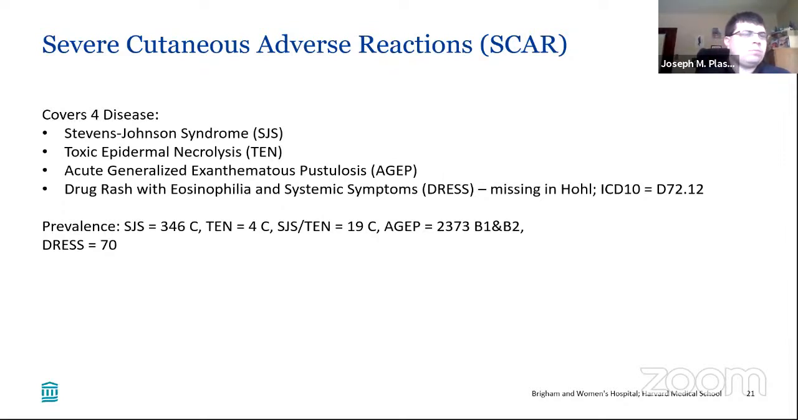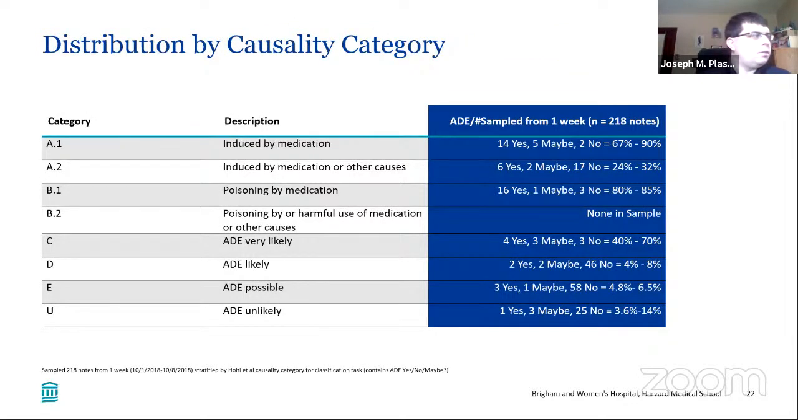We found that DRESS, or drug rash with eosinophilia and systemic symptoms, was not in our original whole set of ICD-10 codes. And so we had to add this code in. And we found that these were not very prevalent in our sample, which is expected because these are relatively rare diagnoses and rare clinical events, especially in the ambulatory setting.